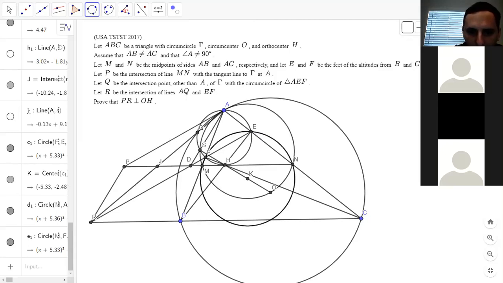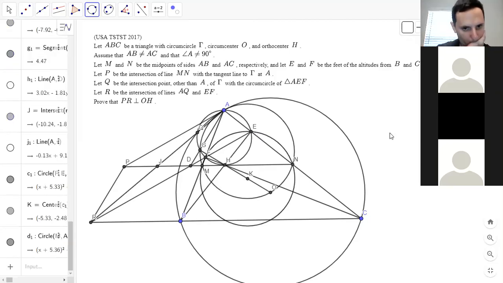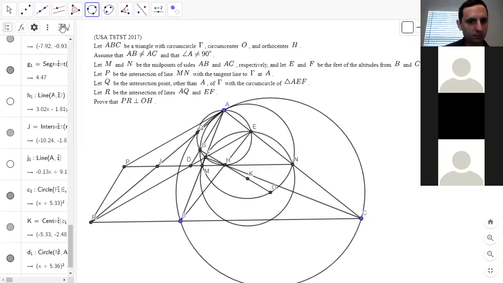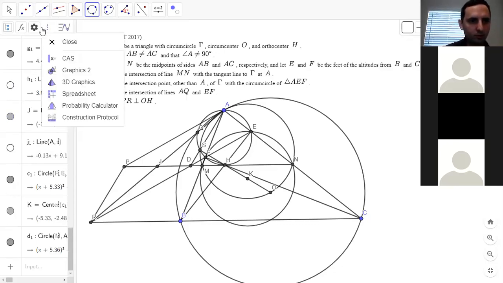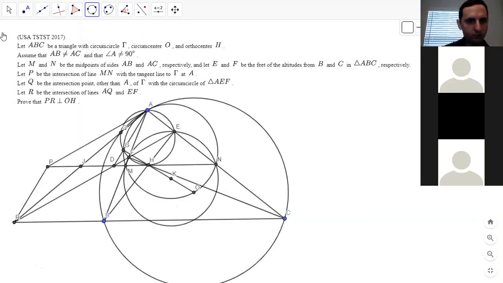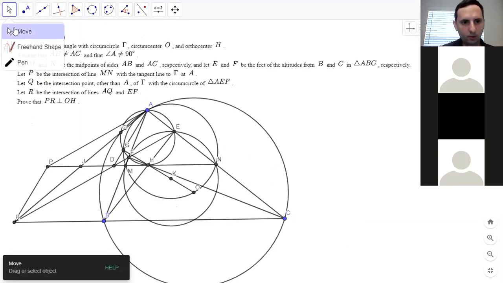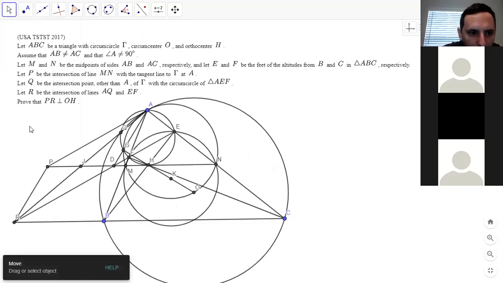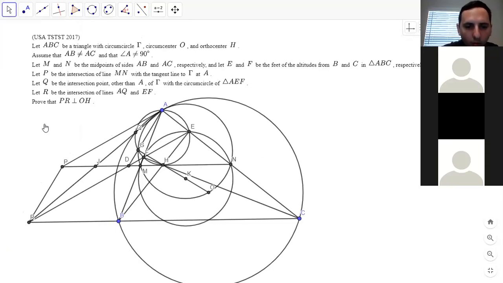And we have the center of the circumcircle of AMN is the midpoint of AO, and the center of the circumcircle of triangle AEF is the midpoint of AH. So AD is perpendicular to the midline of triangle AHO. So AD is perpendicular to HO.